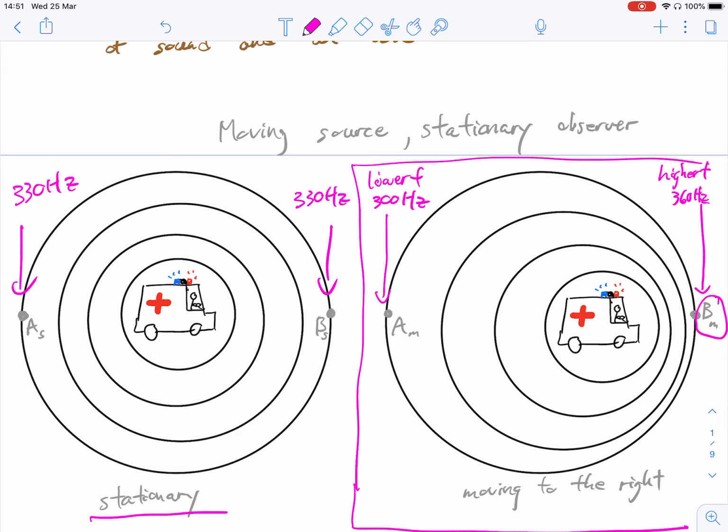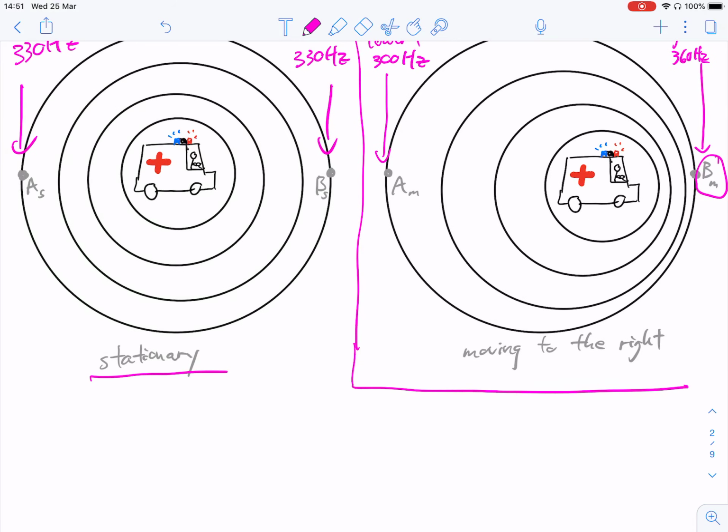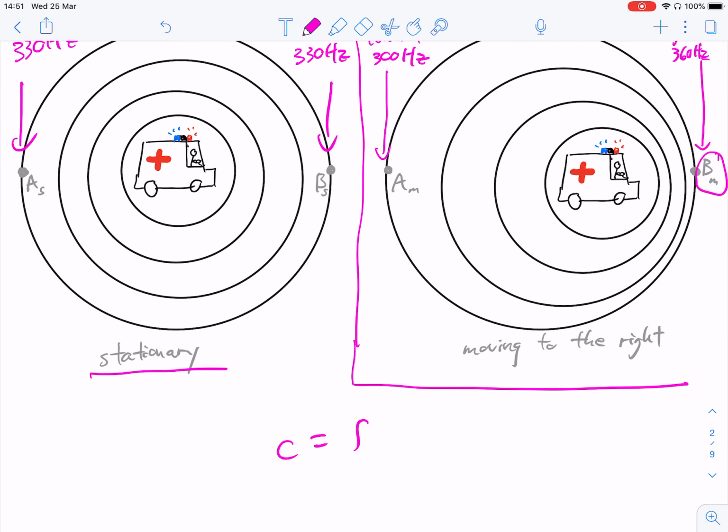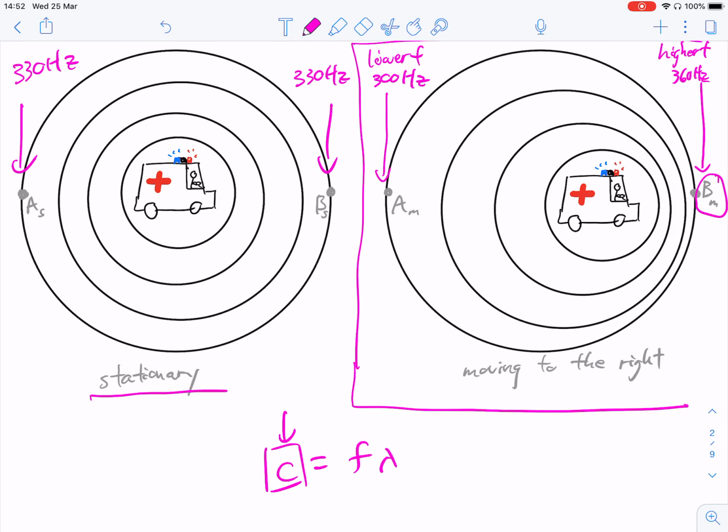So this should be pretty obvious if you think about our fundamental formula from chapter 4, c equals f lambda. The speed of sound, which is the speed of sound in the medium, in air, stays the same. And so, of course, if we increase one, we have to decrease the other. Likewise, if we decrease one, the other also has to increase. Okay, so that should be pretty straightforward.